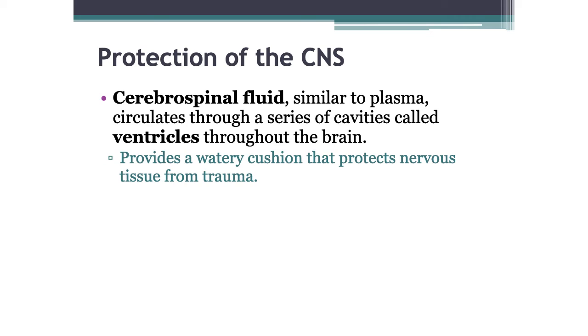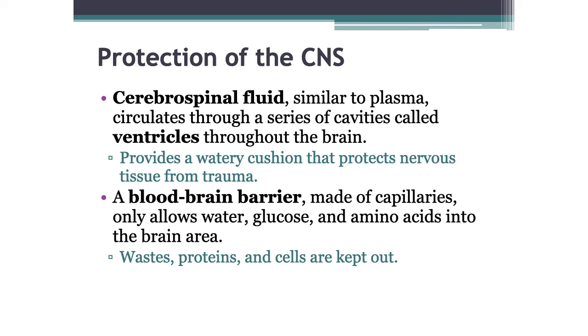The protection of the central nervous system, again, you have the cerebrospinal fluid, similar to plasma, circulates through a series of cavities called ventricles throughout the brain, provides a watery cushion, protects the nervous system from trauma. A blood-brain barrier made of capillaries only allow water, glucose, amino acids in and out of the brain. Waste and proteins and cells are kept out. Okay, so a lot of things they're talking about. Certain chemicals can cross the blood-brain barrier, it's important to know what they are, and we'll talk about them later on.